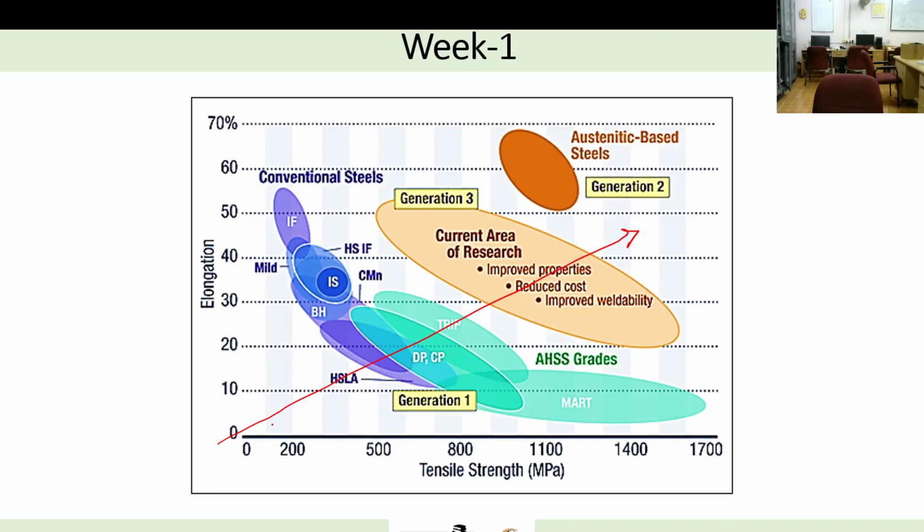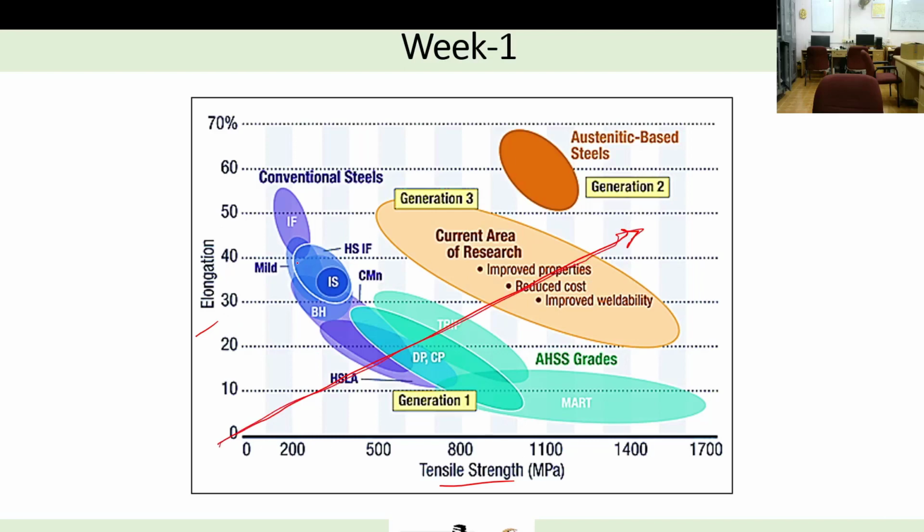We want tensile strength to increase, and at the same time elongation should also increase, because strength will give you crash protection. If you have a very high strength material in your automotive body, then you can avoid that crash. Similarly, if you have good elongation, then you can form it. Let's say you are able to make a steel with very high strength, but you are not able to give any shape to it. That is also not going to work. So we want both good percentage elongation as well as good tensile strength. So our aim is to grow diagonally.